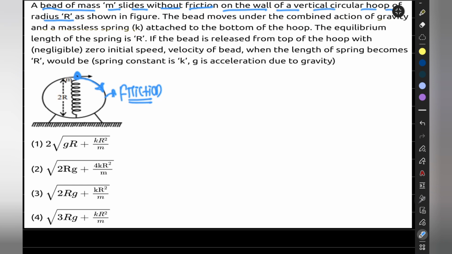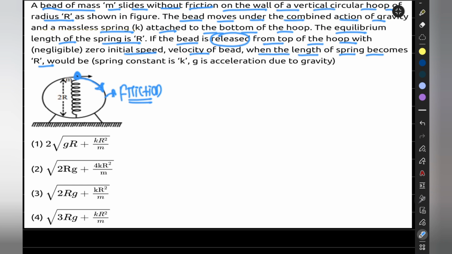Now the radius they are mentioning of the hoop is r. Now one more thing, the bead moves under the combined action of gravity as well as the spring force, and the spring is attached to the bottom of the hoop. The equilibrium length, it means the natural length of the spring, is r. Now the bead is released, it means its initial speed will be 0 from the top of the hoop. Now when it comes in the downward direction and the length of the spring becomes r, that is the natural length, at that time we want to find the speed of that bead.